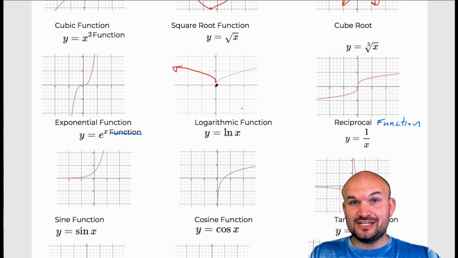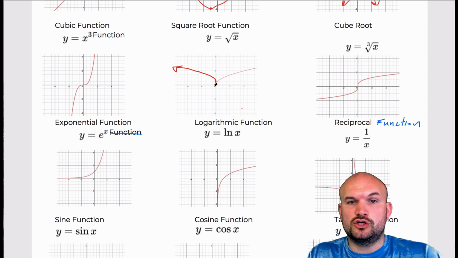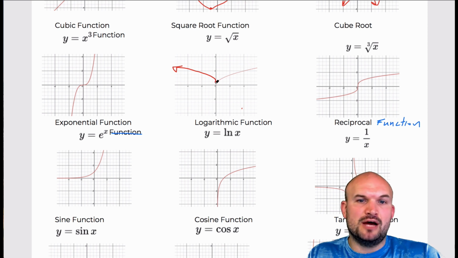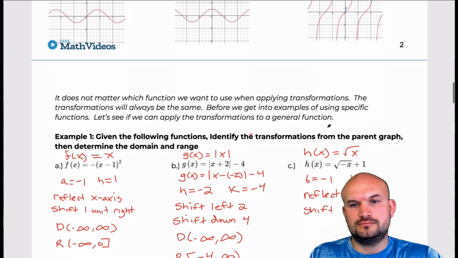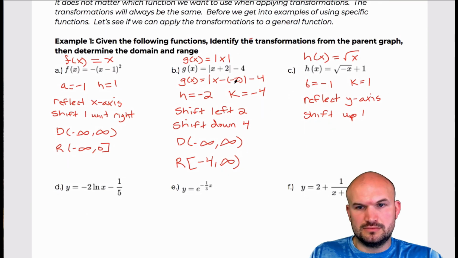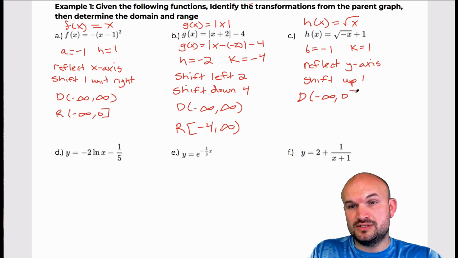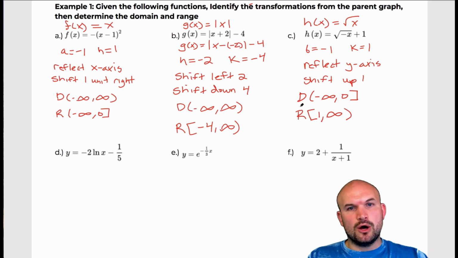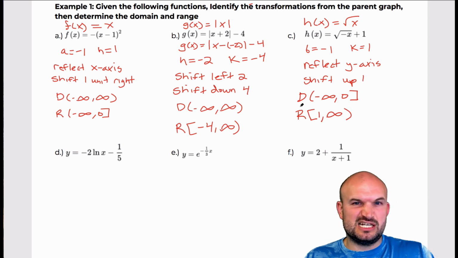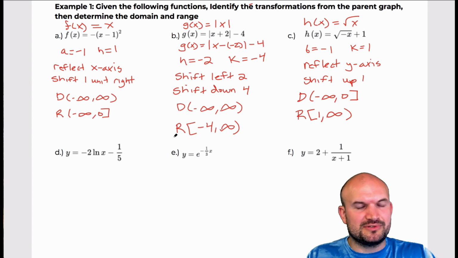And now my range also got affected by the vertical shift. So since my graph got shifted up 1, the range, instead of being from 0 to infinity, is now from 1 to infinity. So my domain is going to be -infinity to 0, where 0 is still included. And my range is now from 1 to infinity. Okay, so let's talk about that once we do a couple more examples.